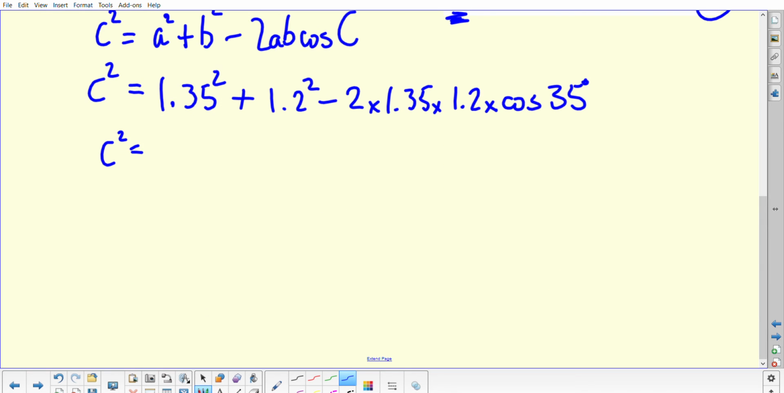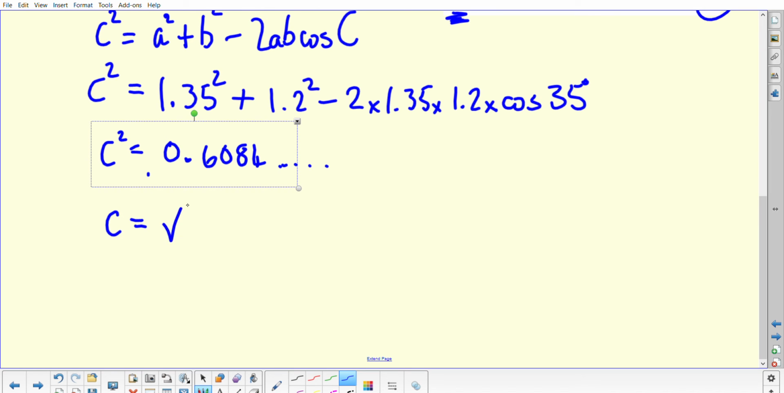And if you do all of that in the calculator, it's going to bring you up a whole load of decimals. So 0.6084, a whole load of other digits. And remember that because it's C squared, we need to take the square root. And when we're taking the square root of that number, so we're not having to round twice, remember that you should press the square root and then press the ANS button on your calculator, and that avoids you having to put all of that decimal value in.